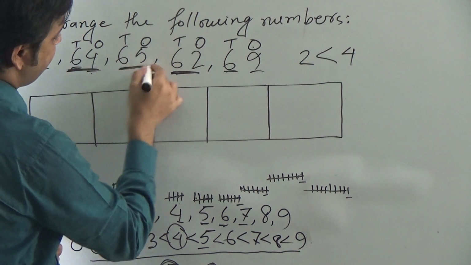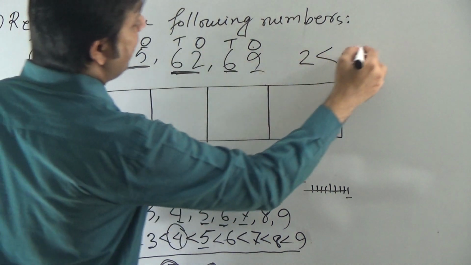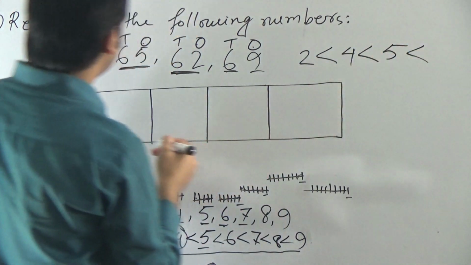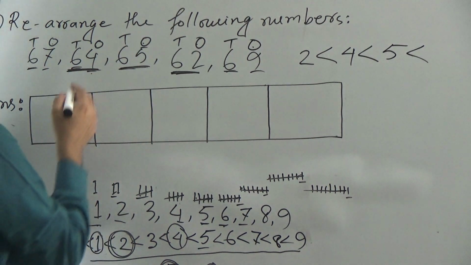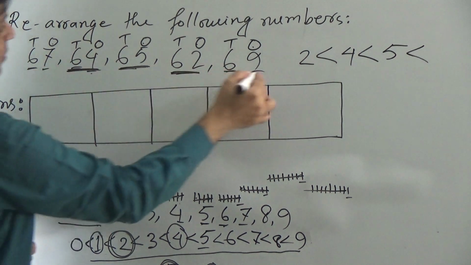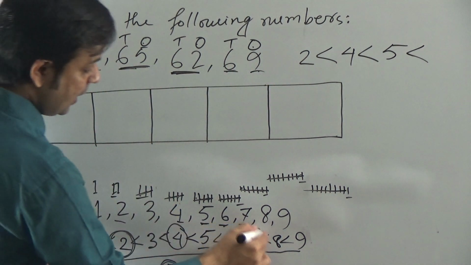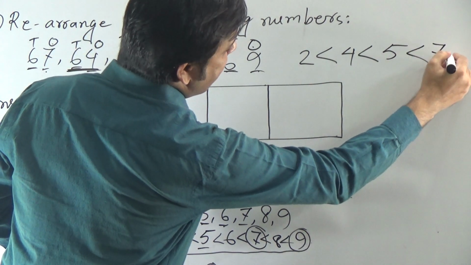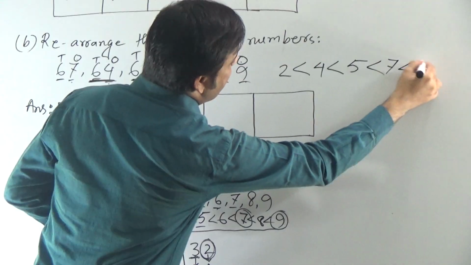After 5, this one is done. Now 7 and 9 are left. Here 7 is smaller than 9. So we write 7 and then we write 9.